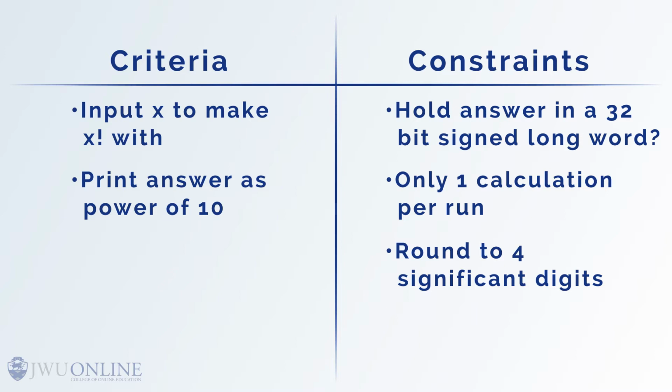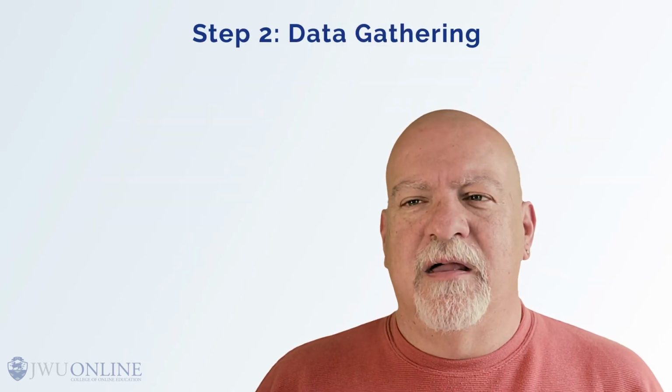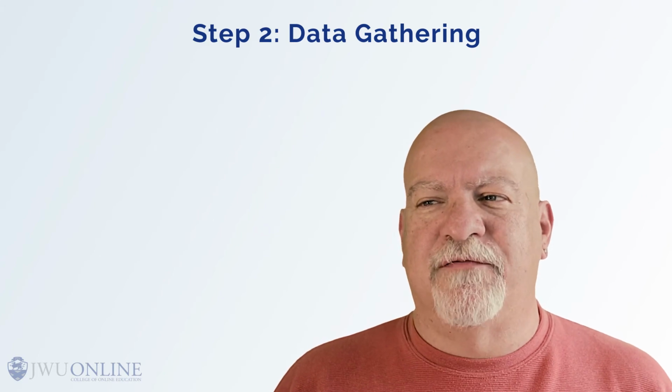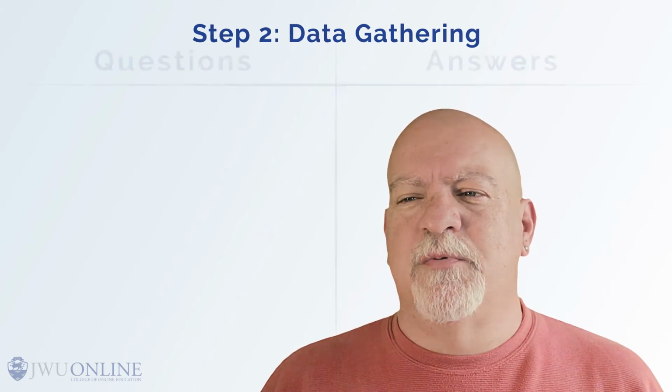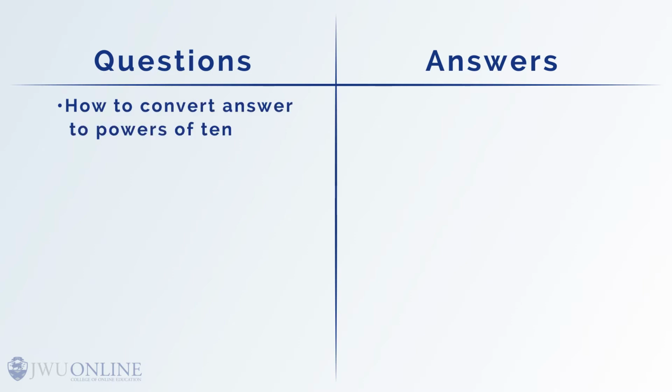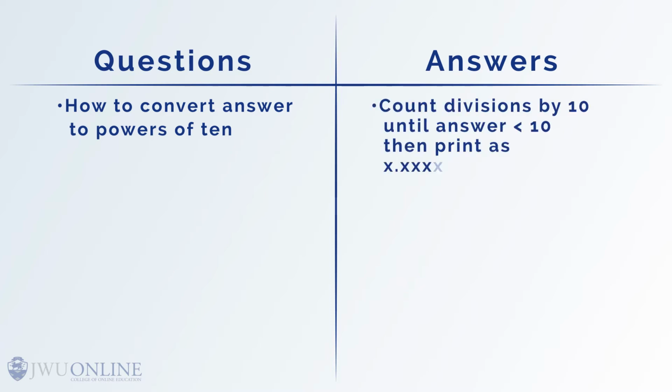Now, we'll come back to this step in a minute because our process is iterative, meaning that we will take a step, discover some new stuff, then go back and fill in the previous steps with more clarification. In step 2, our data gathering step, we try to ask and answer questions that factor into our design. In this case, we might want to know how to convert a number to powers of 10. Well, if we do a little research, we can see that we may want to create a simple algorithm that divides the answer by 10 iteratively until the new dividend is less than 10, and the power of 10 is represented by the count of that loop.